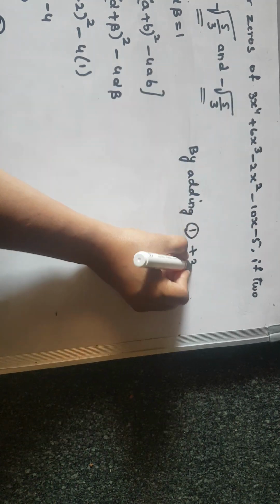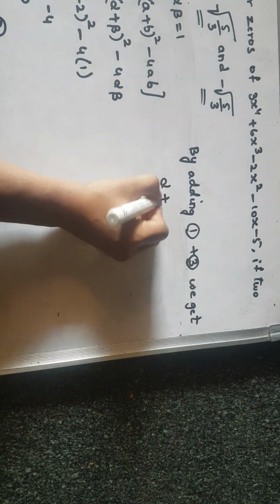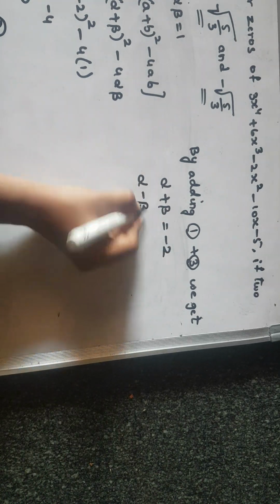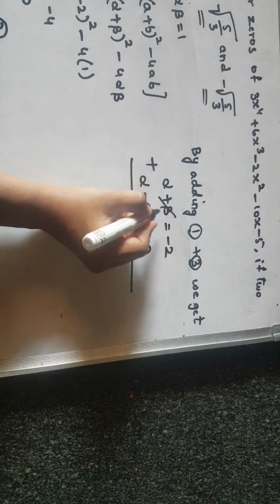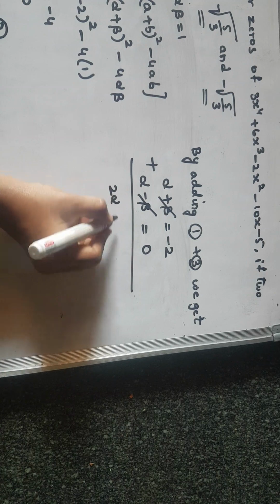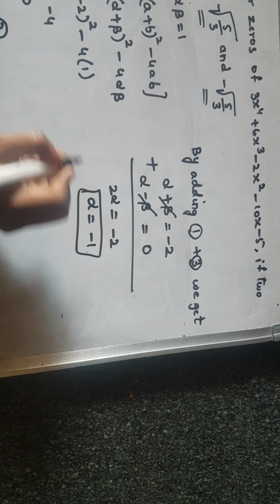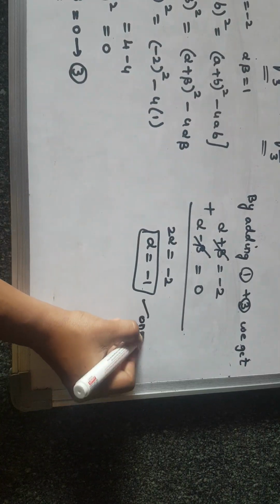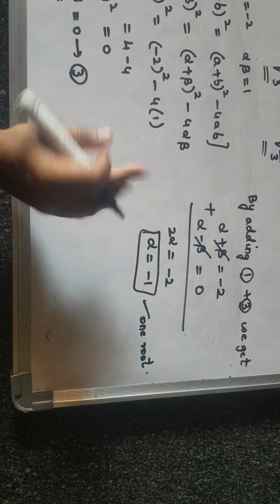By adding equation 1 plus equation 3, we get, what is equation 1? Alpha plus beta equals to -2 and alpha minus beta equals to 0. Okay, add these two. Add means this value cancel. 2 alpha equals to -2. What is the value of alpha? Alpha value is -1. This is one of the roots. Okay, two roots we got already in the question. Consider this one root or third root, it's your wish.